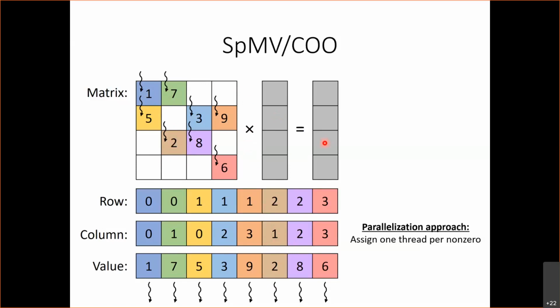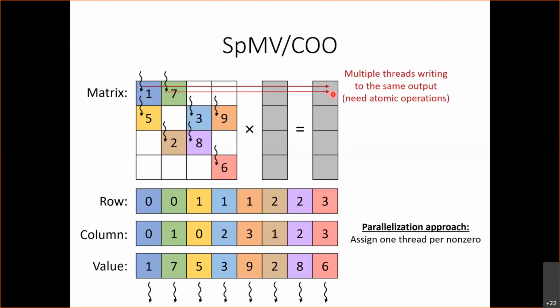Now the problem with this approach is that I can have multiple threads updating the same output value. The threads that are processing non-zeros in the same row will end up updating the same output value. So since I have multiple threads that are writing to the same output value, I will need something like an atomic operation. So if I use the COO format, this is how I would have to implement SPMV.